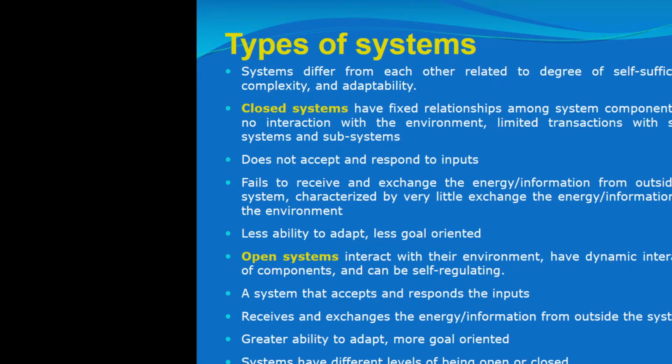Open systems interact with the environment, have dynamic interaction of components, and can be self-regulating. An open system accepts and responds to inputs, receives and exchanges energy or information from outside the system, and has greater ability to adapt and is more goal-oriented. Systems have different levels of being open or closed. A variety of inputs is required to help a system to remain open.